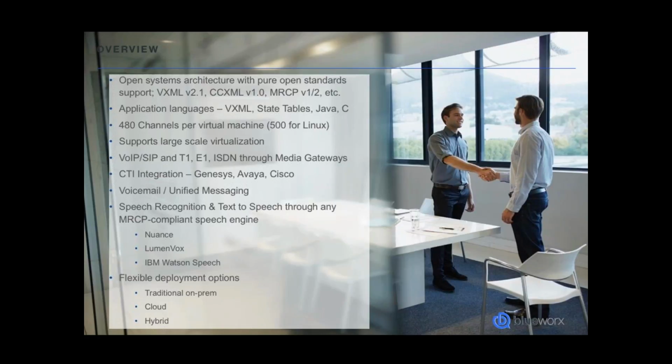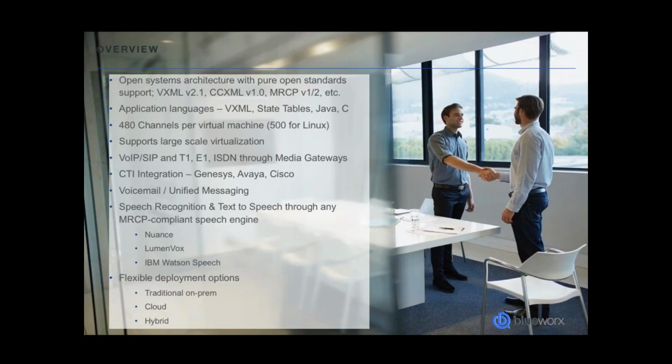We support 480 channels per virtual machine, and we scale by using multiple virtual machines. And at the moment, the limit is 500 for Linux, although we're looking to increase that. We have engineered the core of the product so that it can take advantage of multiple cores. And so we can scale much higher than we used to be able to, say, 10 years ago. And so we really are able to run an unlimited number of virtual machines, dependent only upon the processing power and memory.